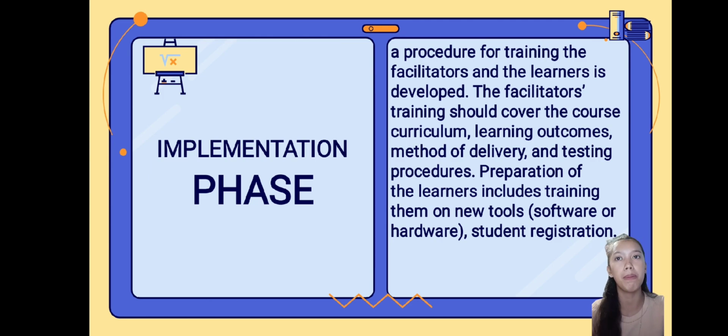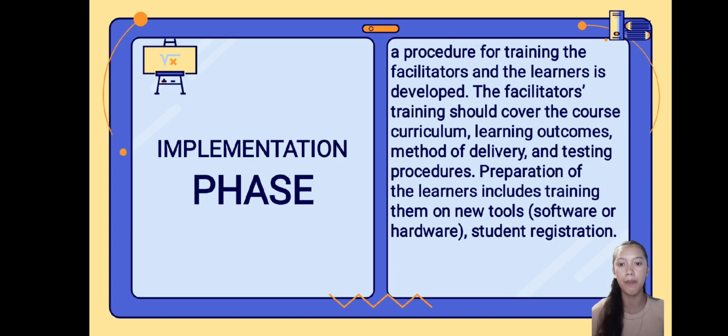So the fourth one is the implementation phase. When we say implementation phase, this is where a procedure for training the facilitators and the learners is developed. The facilitators' training should cover the course curriculum, learning outcomes, method of delivery, and testing procedures. Preparation of the learners includes training them on new tools, like the software and hardware, and student registration.